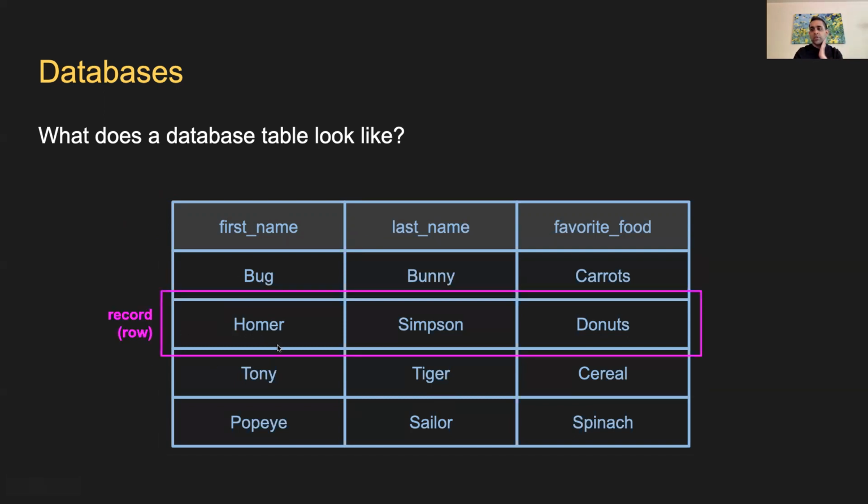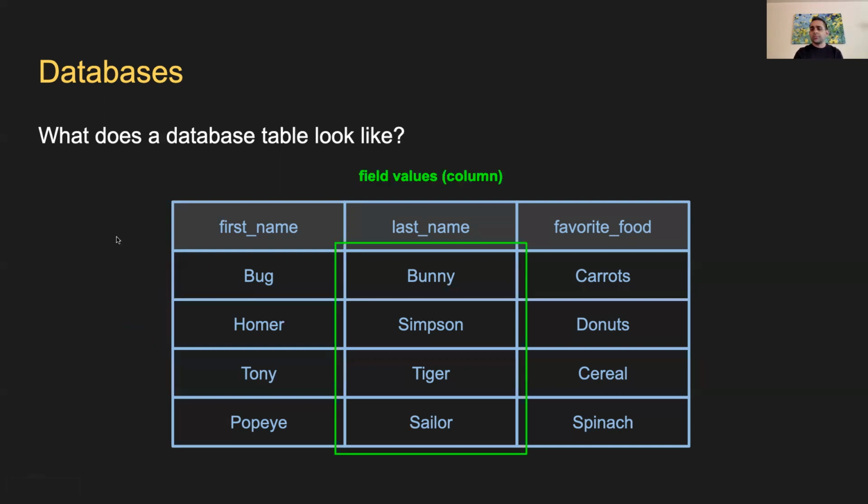Each row of the table is called a record. You might use these interchangeably; often they're just called records in your table, but the normal way of thinking about it is the row in each table. So Homer Simpson and donuts is an entire row inside whatever table this is. I guess I didn't give a table name. And then you have field values, which are the column that you're looking at. Simpson would be the value for last name for the record of Homer Simpson.